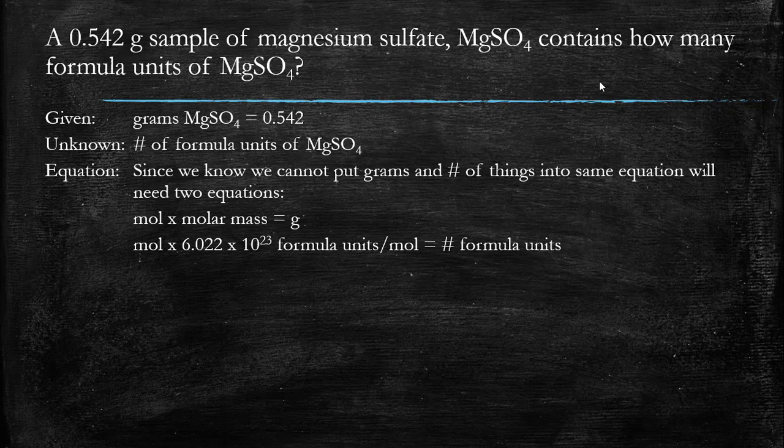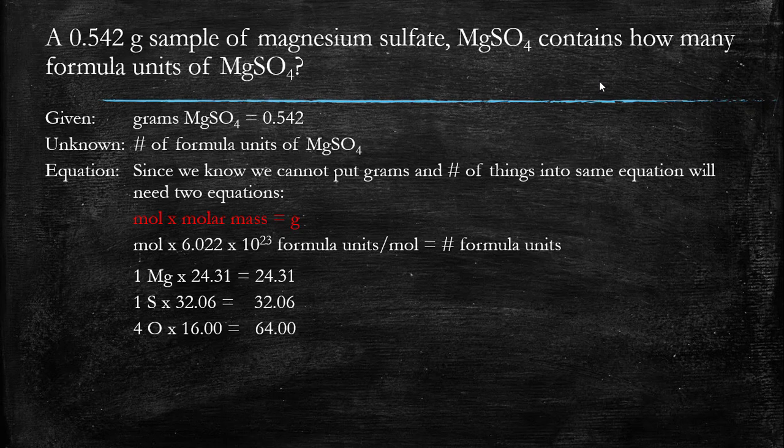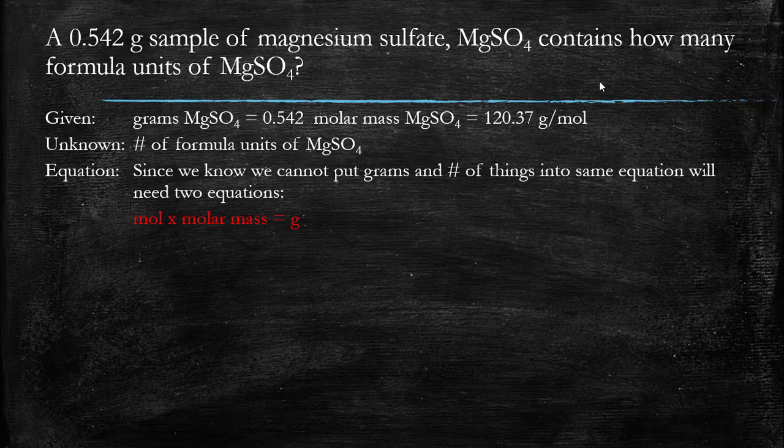Because we're given grams, we're going to start with this equation. Now, there are two unknowns here right now, the molar mass and the moles, but we can easily calculate the molar mass. We have one magnesium, one sulfur, and four oxygens, and that adds up to 120.37 grams per mole. So now we know the molar mass of magnesium sulfate, and we can put that under the given. So utilizing the first equation, we can now substitute in what we know, and we get this equation.